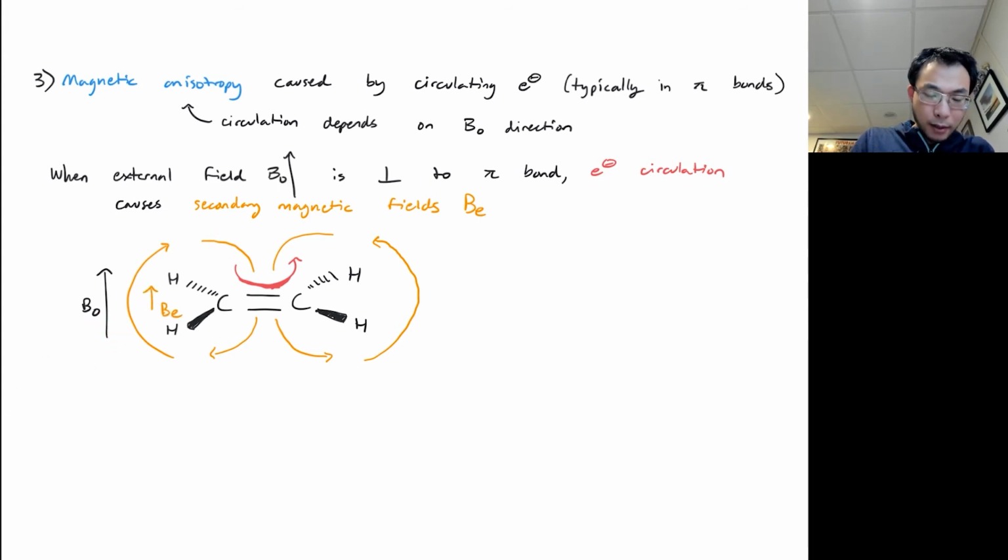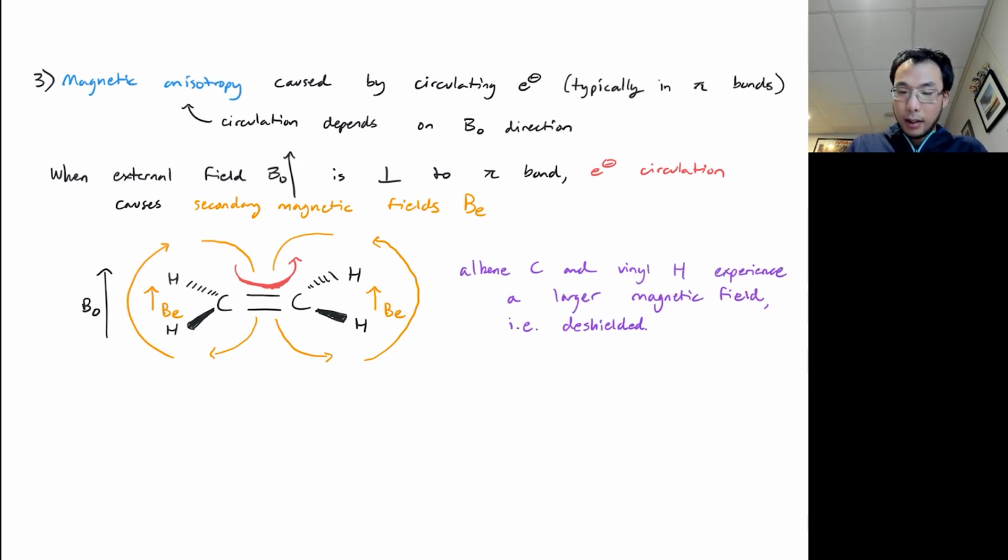If you look at them, the vector of the magnetic field is, generally speaking, in the same direction as the external magnetic field. So what we think of is that this magnetic anisotropy is increasing the total magnetic field that's experienced by these hydrogens, and actually also a little bit by these carbons. The same is, of course, true on the right side here. And so what we're saying is that the alkene carbon and the vinyl hydrogen experience a larger magnetic field that is then considered a de-shielding situation because the nucleus is exposed more to the magnetic field.